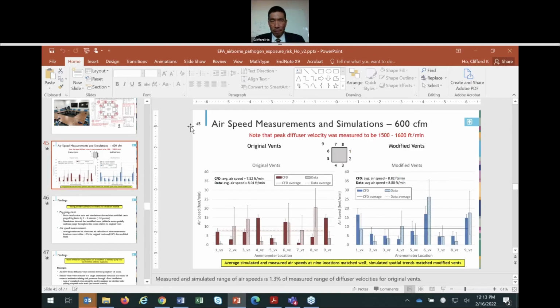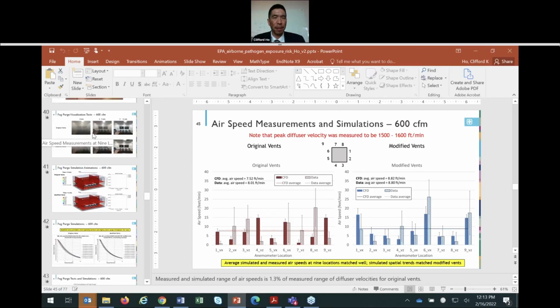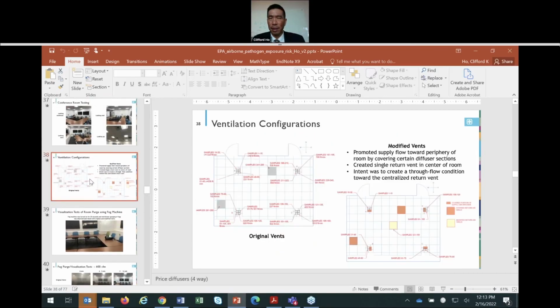Yeah, I'm not sure if the actual total flow rate in the room was 600 CFM. Maybe they were picking up on a note here that the velocities were very high. This is in feet per minute, and I was just mentioning that the velocities coming out of the diffusers directly were very high, but by the time they reached the anemometers that were measured and used for comparison to simulations, it had come down to a level that matched quite well between the modeling and the testing. So I apologize if there was some confusion, but the tests were run at 600 CFM flow rate.